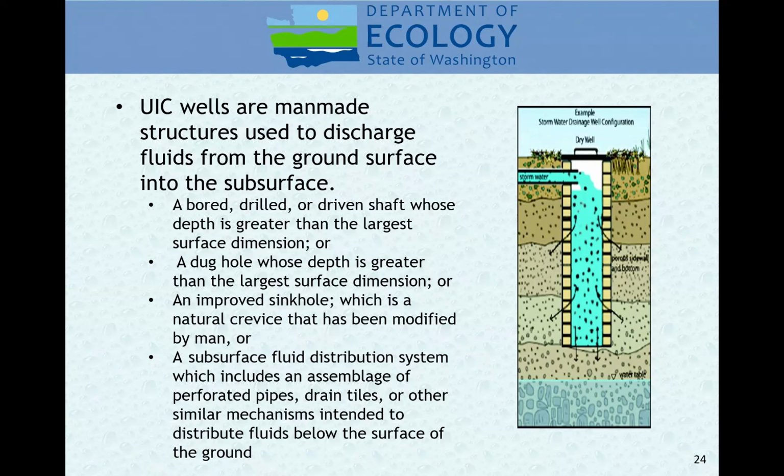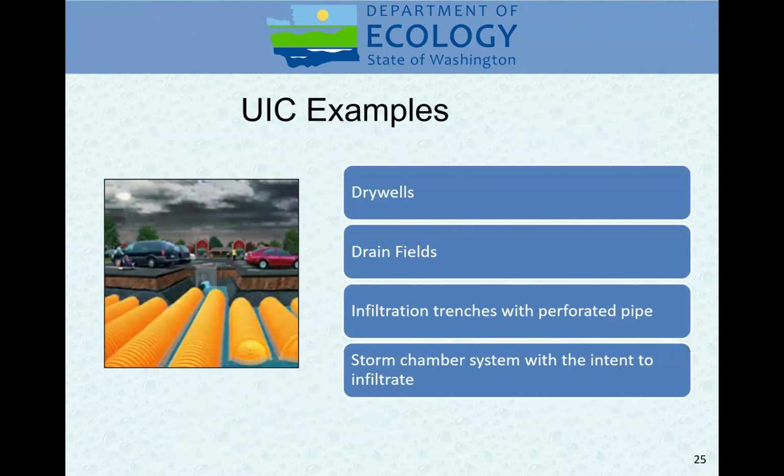So common things that are called UICs are dry wells, drain fields, infiltration trenches with perforated pipe, storm chamber systems with the intent to infiltrate. I got a picture of storm chambers. EPA has defined these devices as UICs.